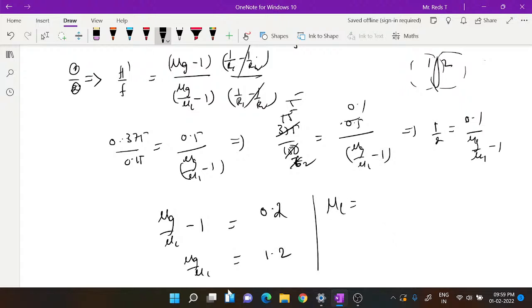So mu l, if you bring the 1.2 here, is mu g which is 1.5, divided by 1.2. That is 15 by 12, which is 5 by 4. Any option is not 5 by 4, so this will test this. Which one? This one. See you tomorrow.